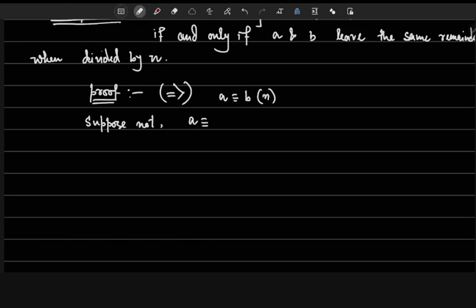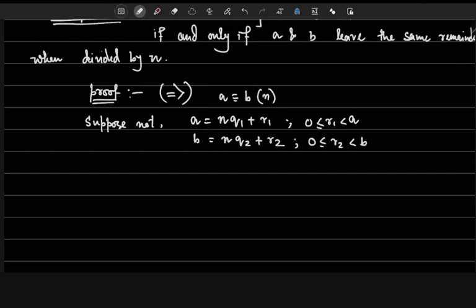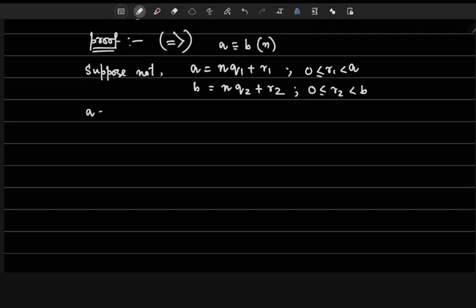When A is divided by n, it leaves a remainder r1, that is A equals n q1 plus r1, where r1 is less than n and greater than or equal to 0. And B is equal to n q2 plus r2, and this r2 is also less than n. Now what will happen? A minus B is equal to n into (q1 minus q2) plus (r1 minus r2).